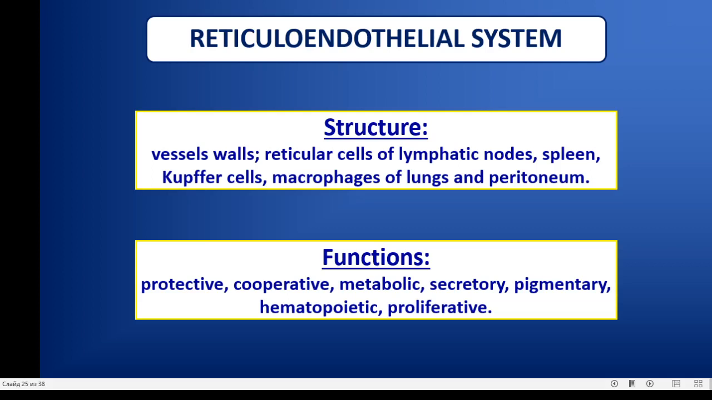Reticuloendothelial system. Structure including vessel walls, reticular cells of lymphatic nodes, spleen, Kupffer cells, macrophages of lungs and peritoneum. Functions of the reticuloendothelial system: protective, cooperative, metabolic, secretory, pigmentary, hematopoietic, proliferative.